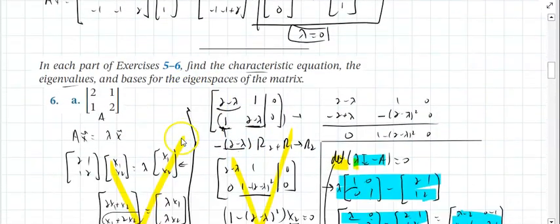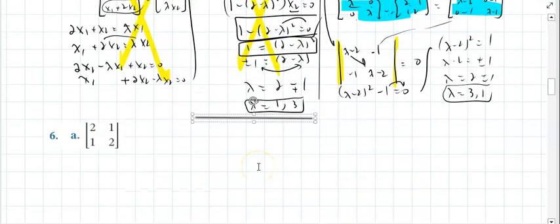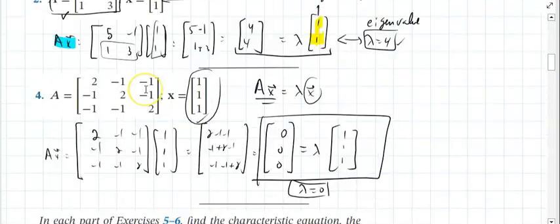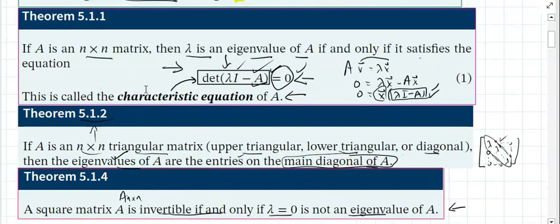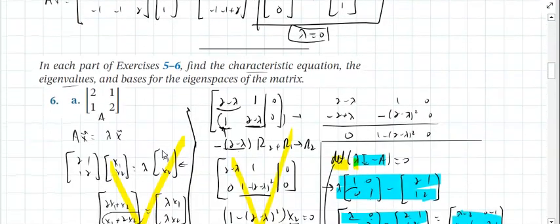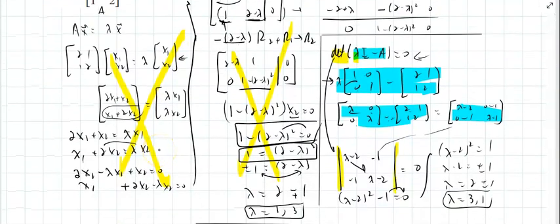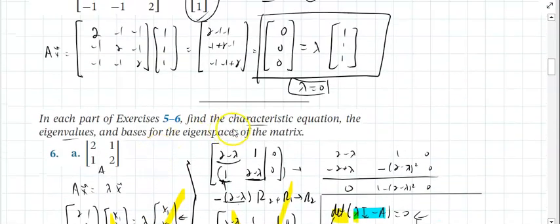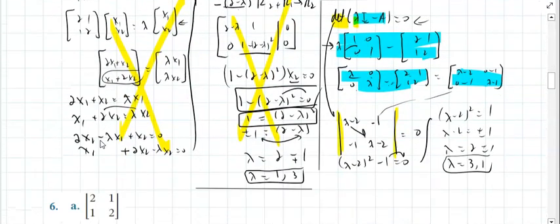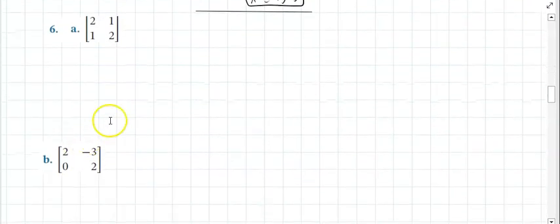Direction says find the characteristic equation. By the way, the characteristic equation is really solving this right here. Pretty much solving that. So find the characteristic equation, find the eigenvalue. Once you find the eigenvalue, you're going to find the eigenvector, and that's going to form the basis for the eigenspace of the matrix. So let's start over again fresh.